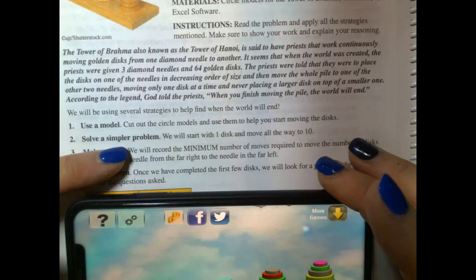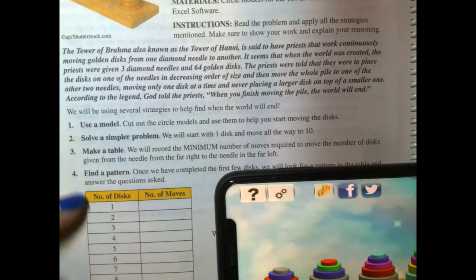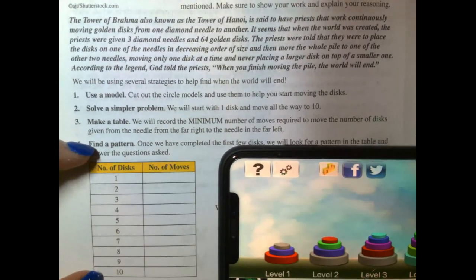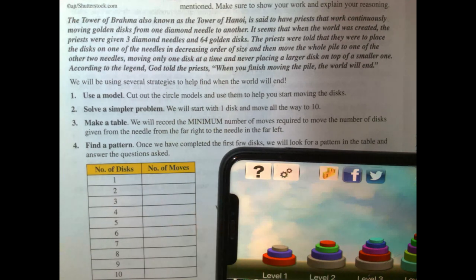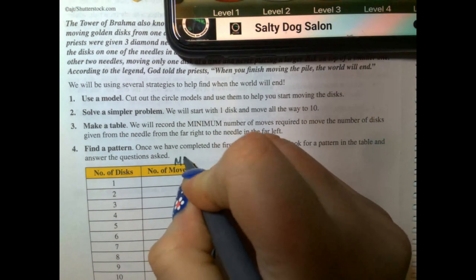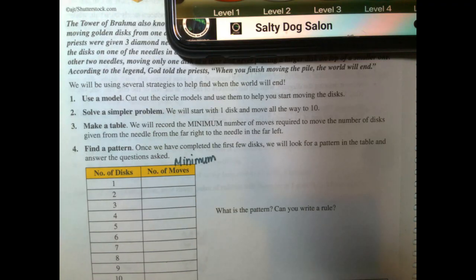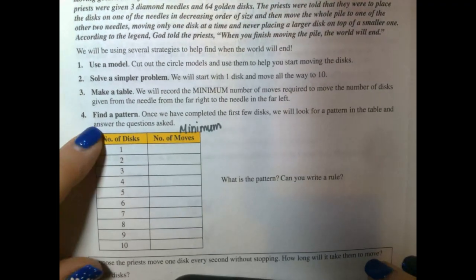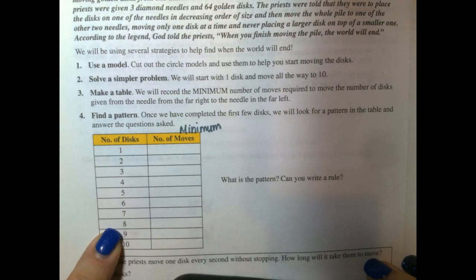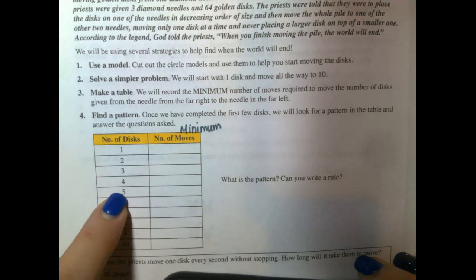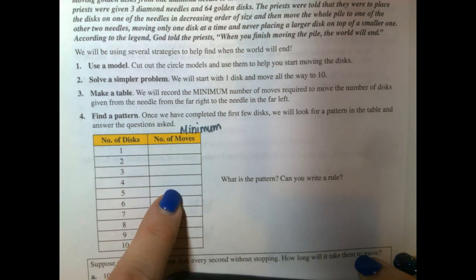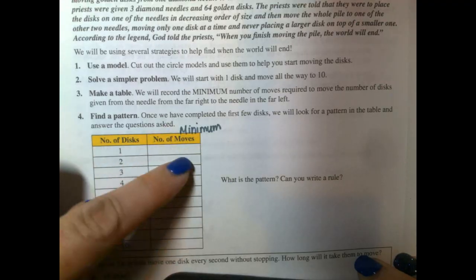Make a table where we're going to record the minimum number of moves. And that's what I gave you, the table right here. You're going to record the minimum number of moves. Remember that even though I put it up there, you also can write it over here. It says minimum number of moves. And then I did a table from one disk all the way to 10. And the models, usually people play all the way to 5. And then once you have at least 5 entries, then you can look for patterns.